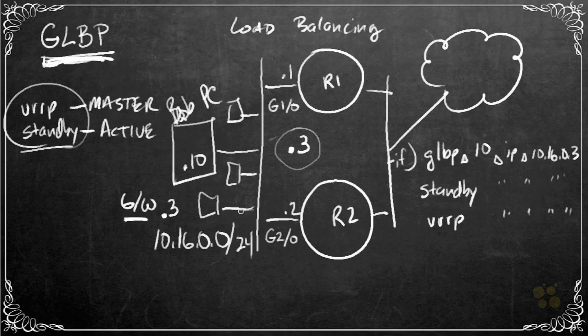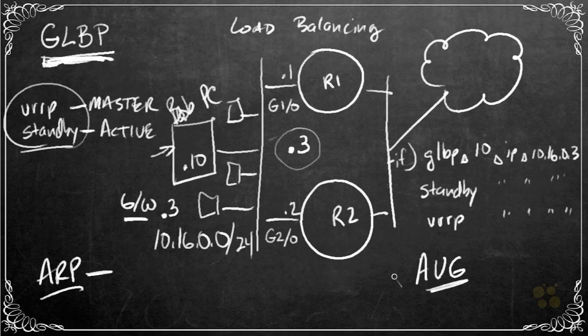And the question might come up, well, how does it do that? Well, let's imagine that Bob is sitting here, he turns his PC on, he needs to figure out the layer 2 address for his default gateway, so he sends out an ARP request. Great. So that ARP request is a broadcast. It says, hey, I'm looking for whoever owns the IP address of 10.16.0.3. I need your layer 2 address. And with Gateway Load Balancing Protocol, one of our routers is going to be acting as the active virtual gateway, and it responds.